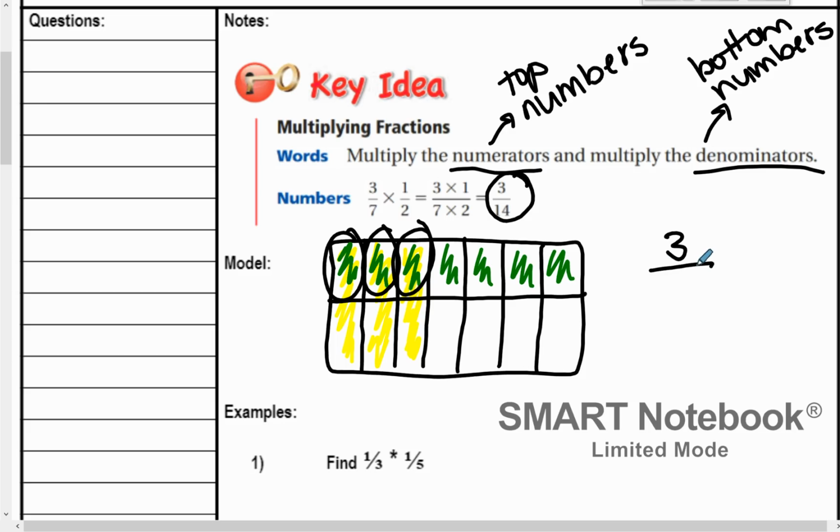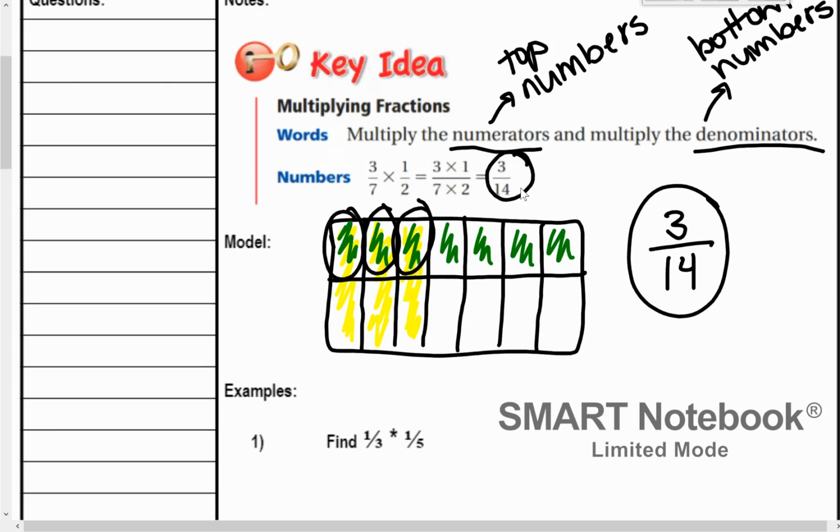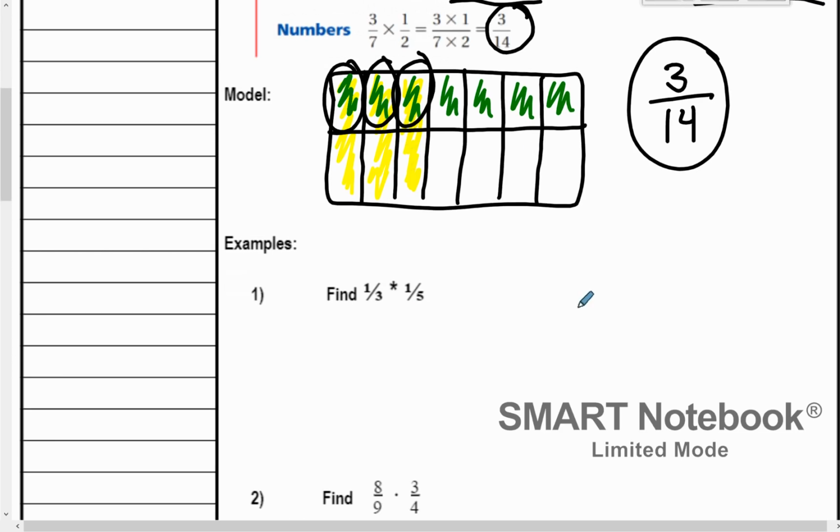Our denominator is going to be how many pieces we have total. 1, 2, 3, 4, 5, 6, 7, 8, 9, 10, 11, 12, 13, 14. So here we see that 3/7 times 1/2 is 3/14. And we saw that using math, and we saw it using a model. Since using the model is a 5th grade standard, I just wanted you to refresh it in your brains, but we are not going to have to do that. For each problem, we are just going to use the math part.